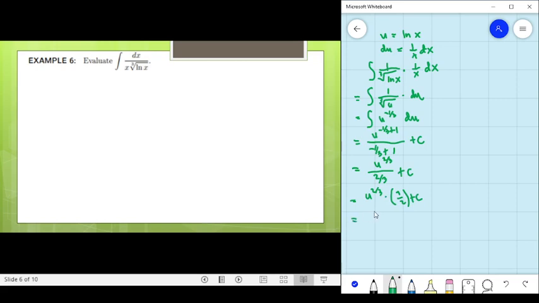So it should be 3/2 u to the 2/3 plus c. Replacing the u with its original value. So therefore, the final answer would be 3 over 2 quantity ln of x to the 2/3 plus c. Okay?